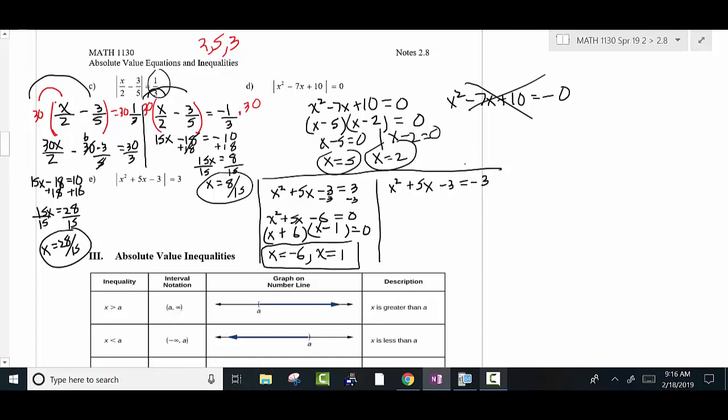Okay, and then this one I'll do the same thing. I'll get one side equal to 0. And in this case, both things cross out, giving x squared plus 5x equals 0. Okay, how do you factor x squared plus 5x?